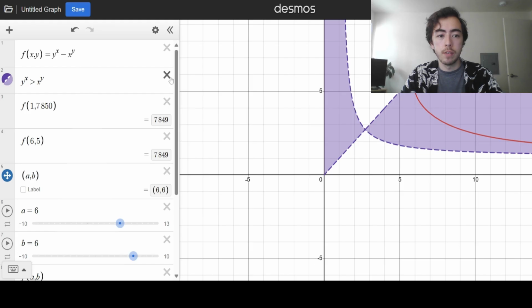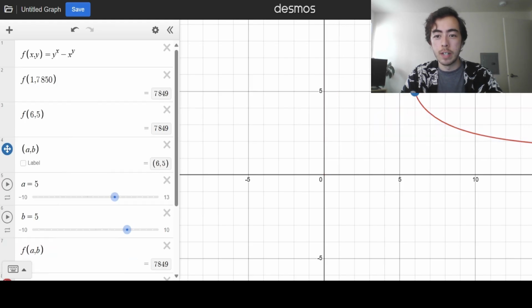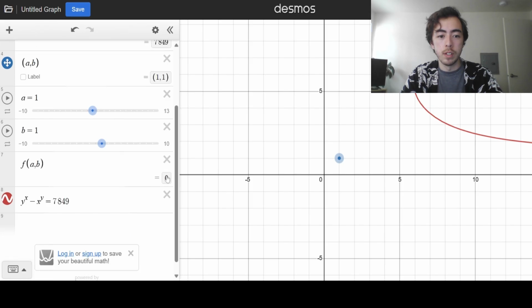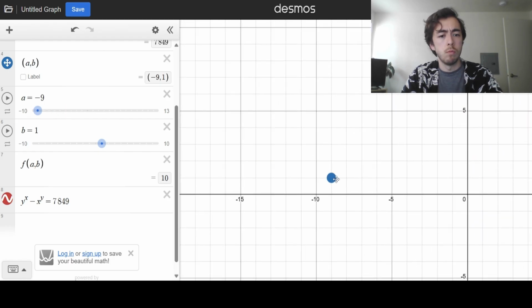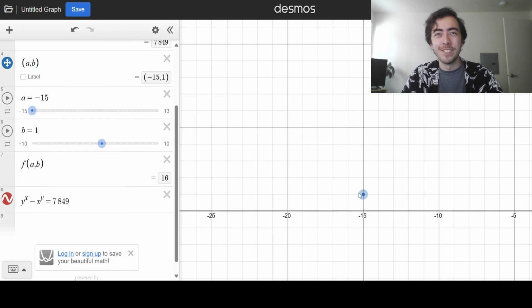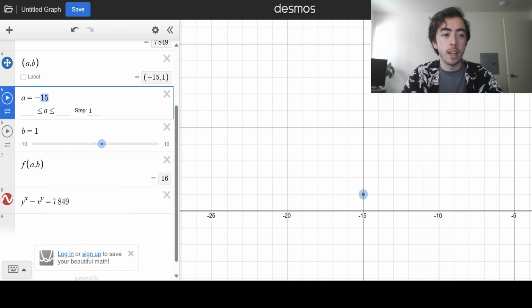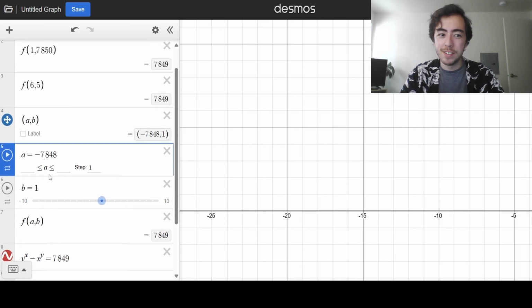At this point, I can clear that inequality because I'll start exploring elsewhere. Again, I'm still looking at this value right here. Let's see what happens when we hop over. Okay, we got a whole number solution there. 2, 3, 4, 5. Okay, so this one just counts 1 by 1. Hold on. Then won't I just be able to count all the way to 7,849? And it looks like this number, its absolute value, is 1 greater than a. So if I do 7,848, that's another solution.